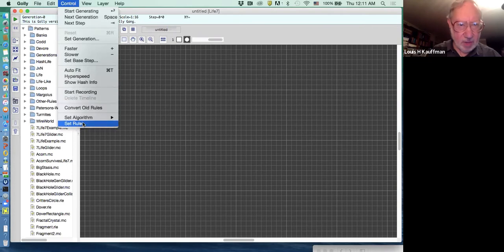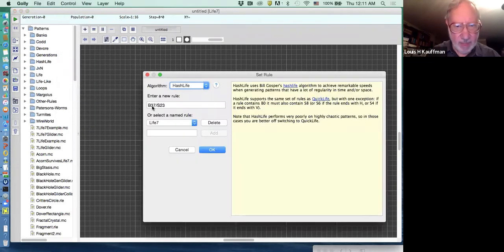Let's begin by talking about Conway Life. Conway Life is a cellular automaton in 2 dimensions where one uses a square lattice, and every point in the lattice has 8 neighbors, like that.